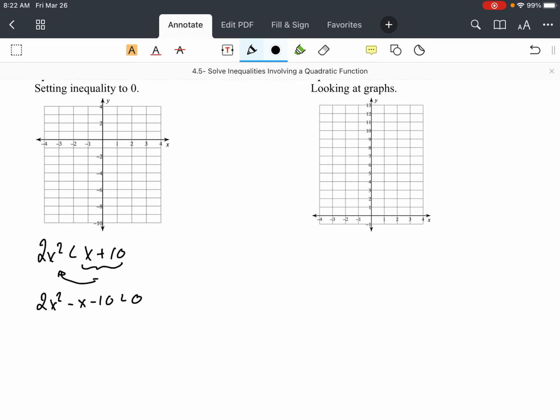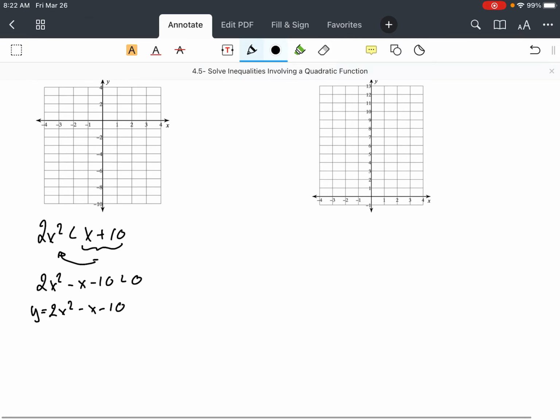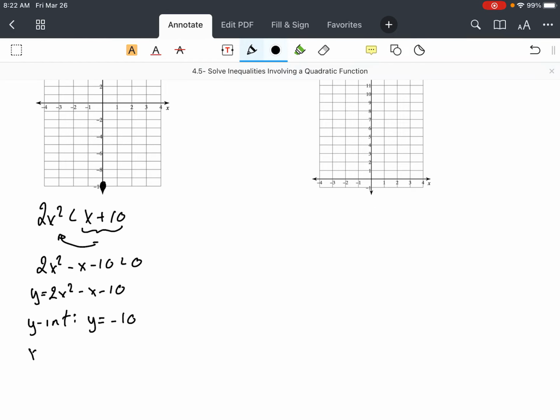Okay, so the first thing I would do is find the x and y intercepts. So think of this as y equals 2x squared minus x minus 10 whenever we're finding the information for this graph. So finding the y-intercept, simply plug in 0 for all of my x's, and you get y is equal to negative 10. All right, so at negative 10, I'm going to put a point.